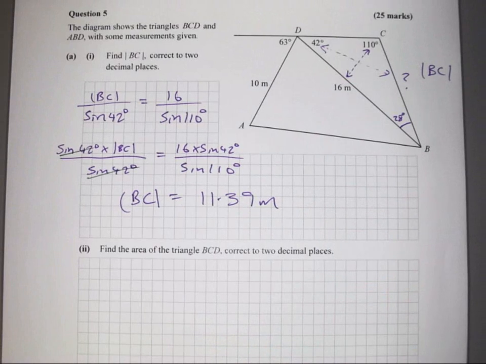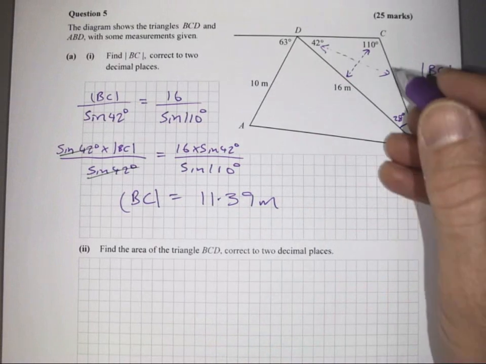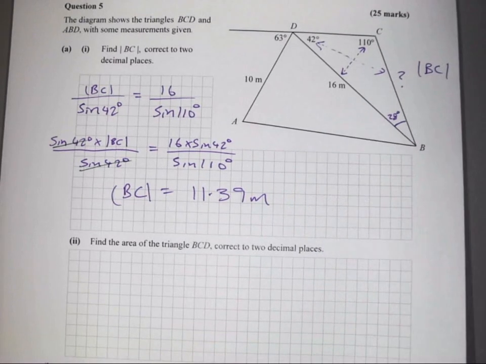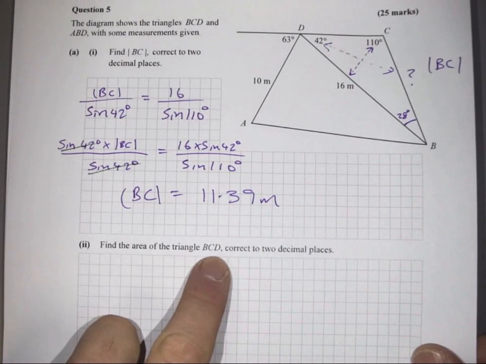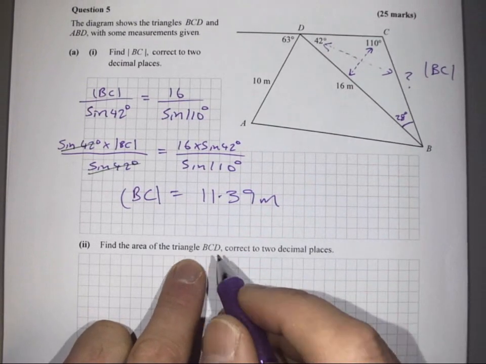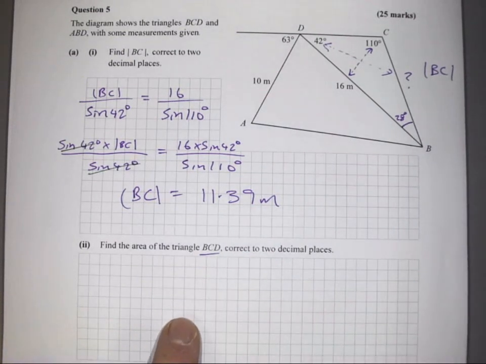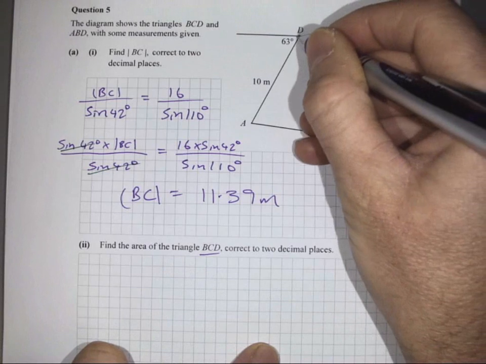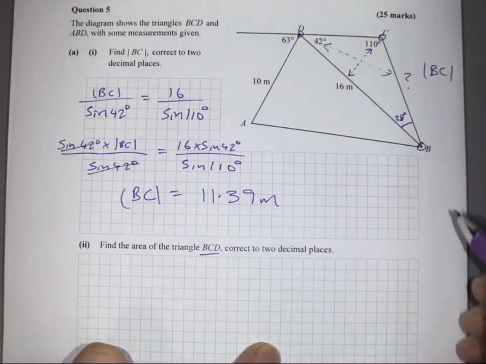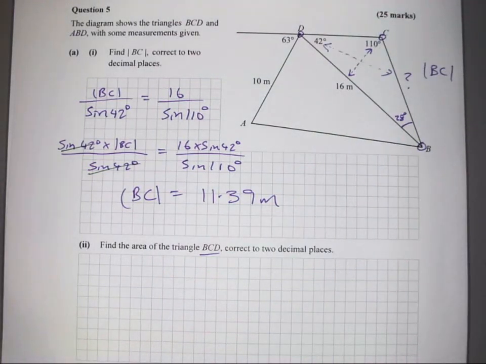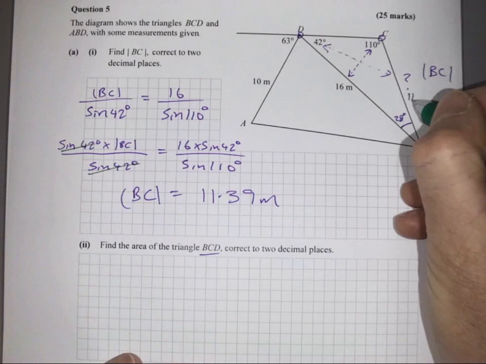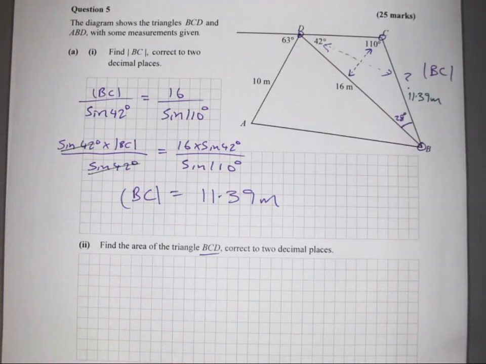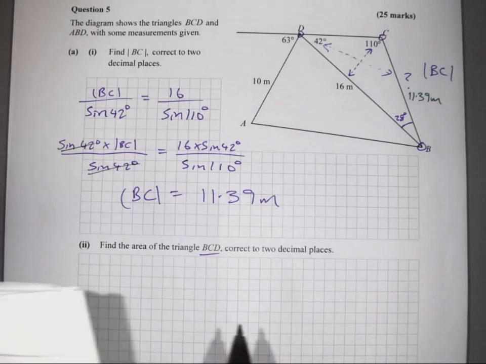And there's probably 10 marks going for that, out of 25 marks. Then we're looking for the area of the triangle BCD. And where is this triangle BCD? So we have B, C, and D, and we're looking for the area of this triangle. We know this side here is 11.39 meters. We know that's 16 meters.